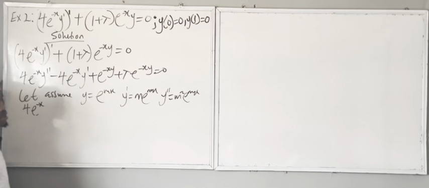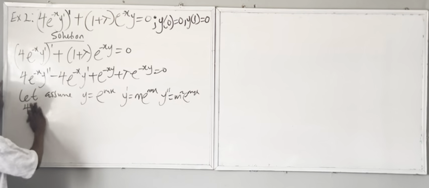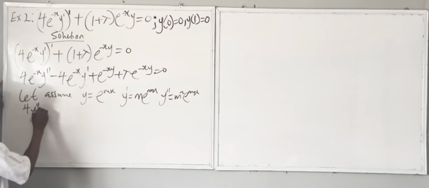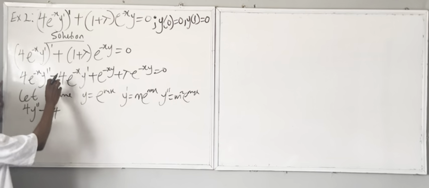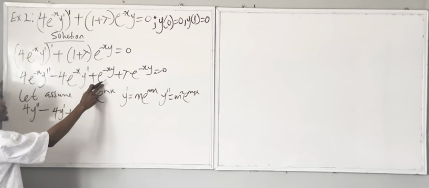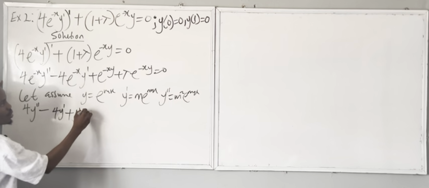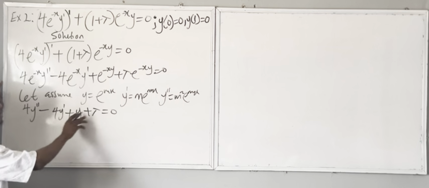I can divide both sides by exponential minus x. If I divide both sides by exponential minus x, exponential minus x is going to cancel. I'm going to have 4y double prime minus 4 exponential minus x divided by exponential minus x, so I'm going to have only 4y prime, then plus exponential minus x divided by exponential minus x, I'm going to have plus y plus lambda is equal to 0. So this is the general formula for this.